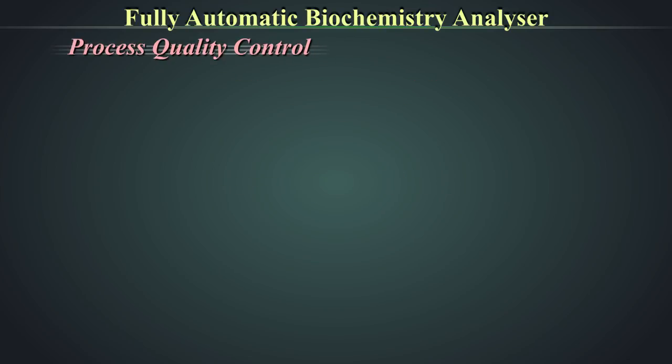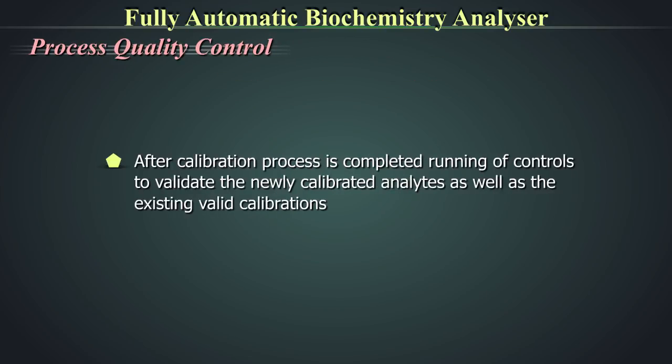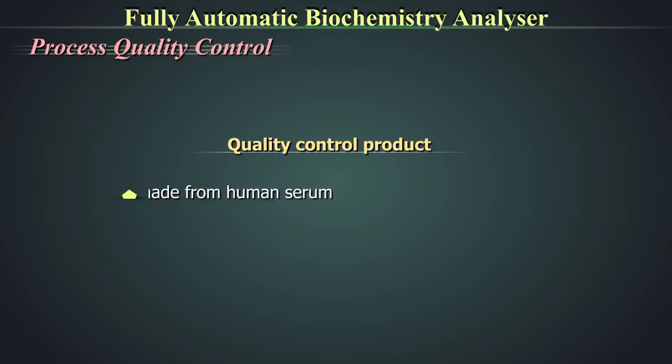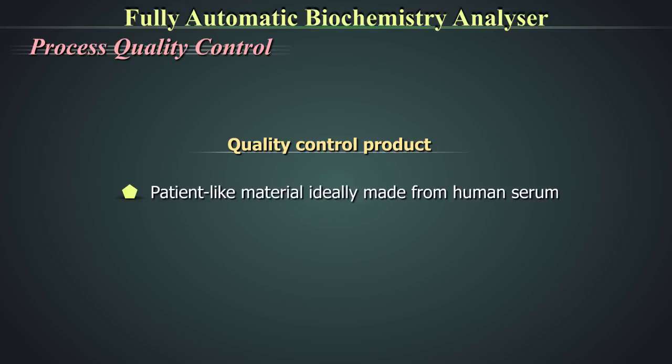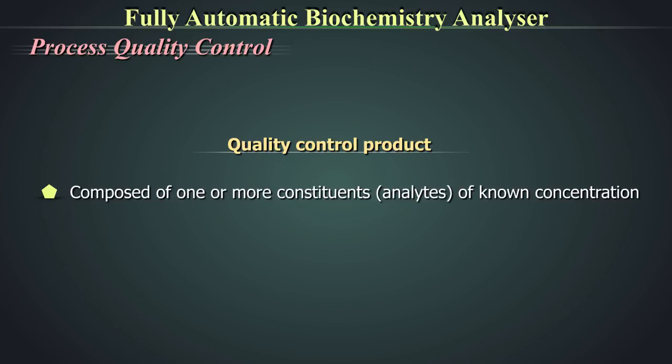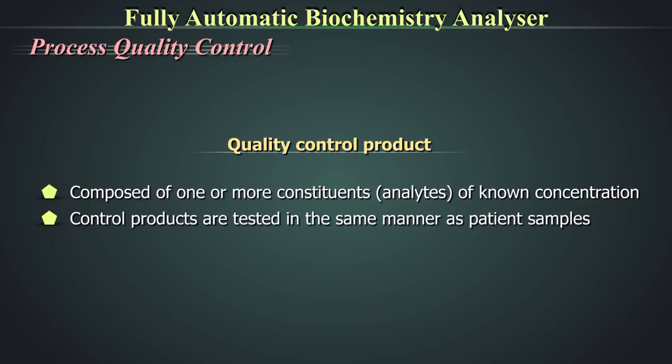Process quality control. Once the calibration process is completed, we proceed to running of controls to validate the newly calibrated analytes as well as the existing valid calibrations. A quality control product is a patient-like material ideally made from human serum. A control product can be in a liquid or lyophilized form and is composed of one or more constituents of known concentration. Control products are tested in the same manner as patient samples.